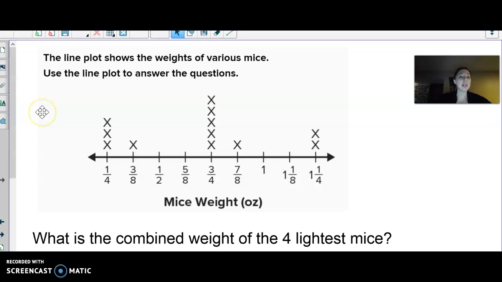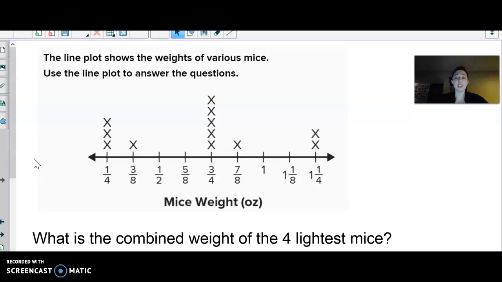All right, the line plot shows the weights of various mice. Again, maybe it's a pet store, maybe it's some sort of lab. Use the line plot to answer the questions. What is the combined weight of the 4 lightest mice? Go ahead and try.